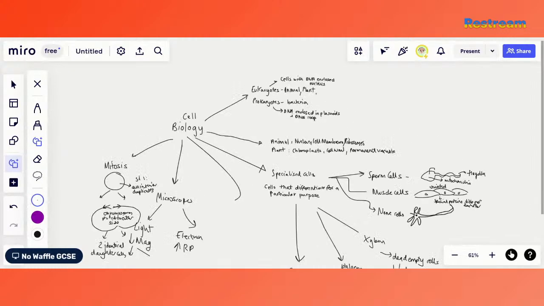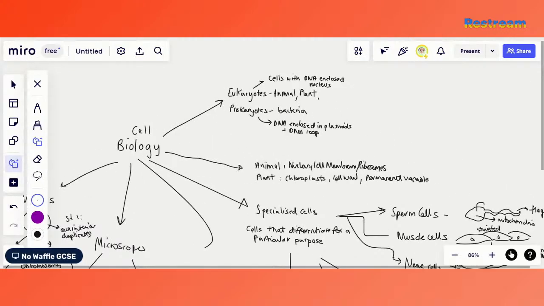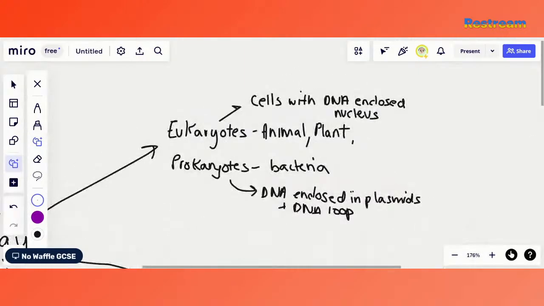So first things first, eukaryotes and prokaryotes. What you needed to get there was how animal and plants are eukaryotic, and they have a cell membrane, a cytoplasm, and a nucleus. And bacterial cells are prokaryotic, and prokaryotic cells have DNA that's not included in a nucleus, but in a plasmid and loop.